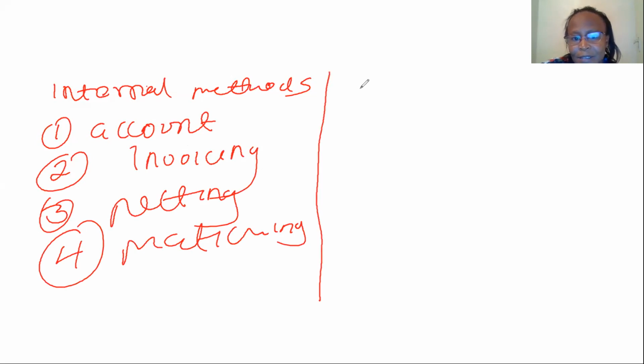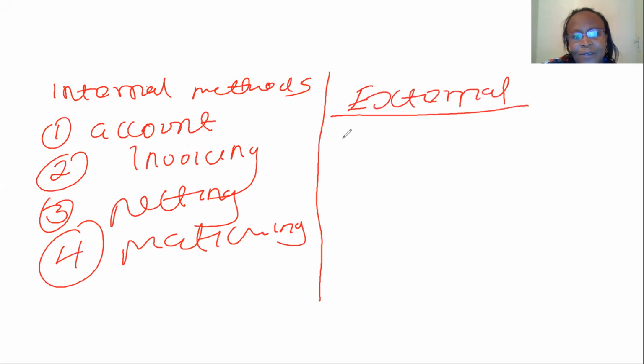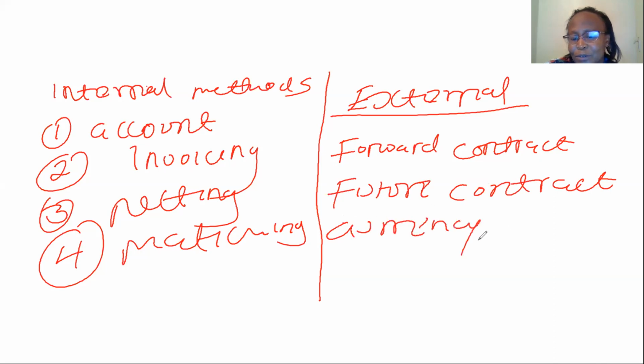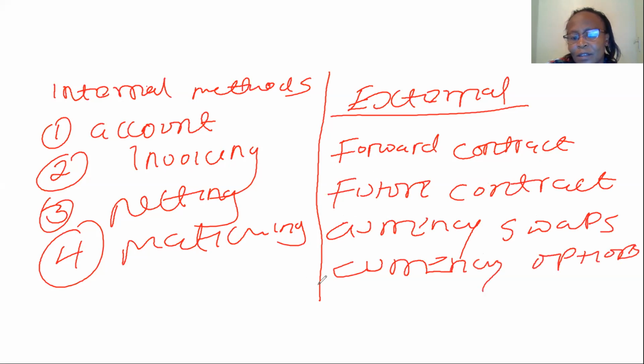With the external methods, we have talked of forward contract. We'll discuss future contracts, which is more or less like forward contract. We'll discuss currency swaps. I'm mentioning for you to be able to read before the class. We'll also talk of currency options. Then what we call money market hedging.